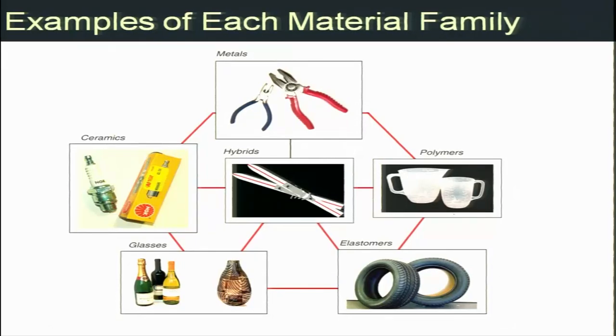Polymers, you can see that these are the applications of polymers. You can make mugs, you can make plastic bags, you can make pipes, etc. A lot of medical devices are made of polymers. Elastomers, for example rubber, this is a rubber tire. So polymers and elastomers are sometimes put in the same class, sometimes they are put in different classes because of various reasons we will explain later. And then you have another part of ceramics, which is glasses. Glasses are typically transparent, so you can make bottles out of them, pottery, glassware, and a lot of other applications like lenses are all made of glasses.